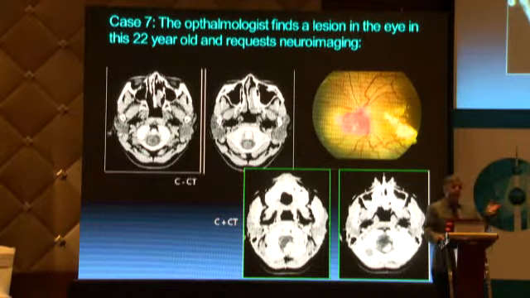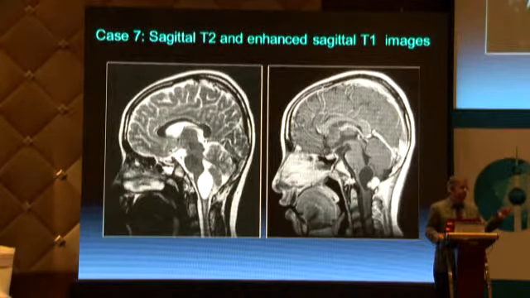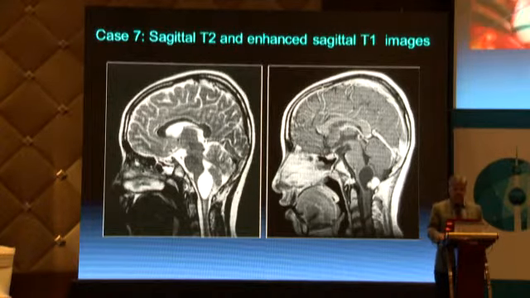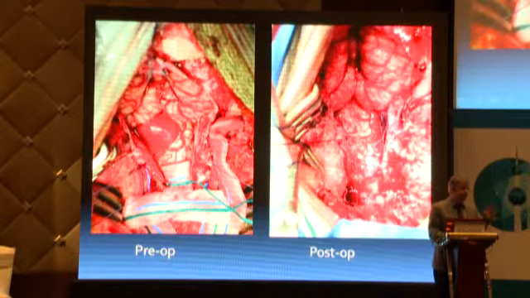Your diagnosis is? With a retinal angioma and a hemangioblastoma, the diagnosis is which syndrome? Von Hippel-Lindau syndrome. Right. And you can see this was the pre-op tumor, which looked like a sac of blood vessels pulsating, and this is complete excision in that same case.